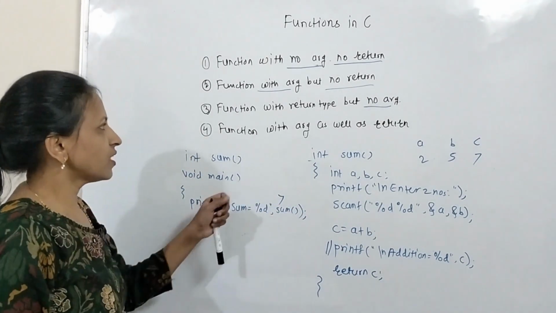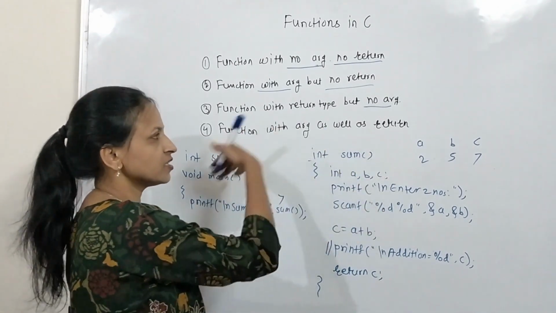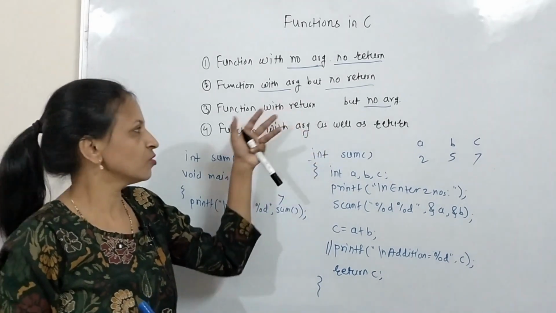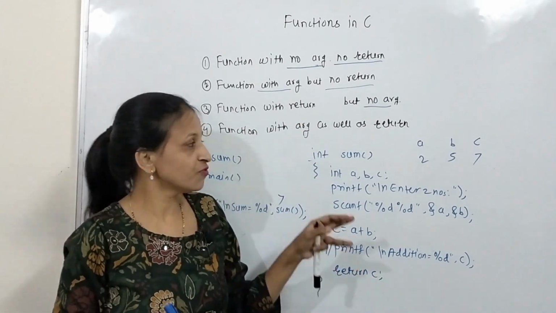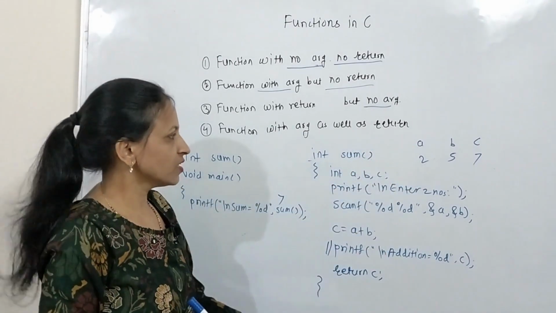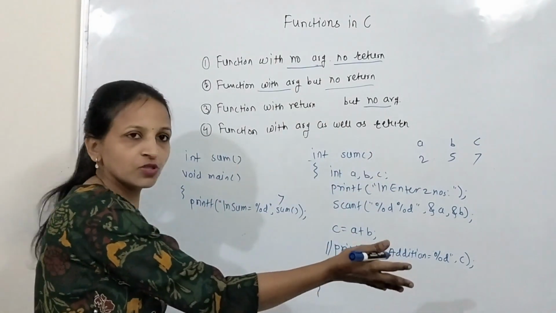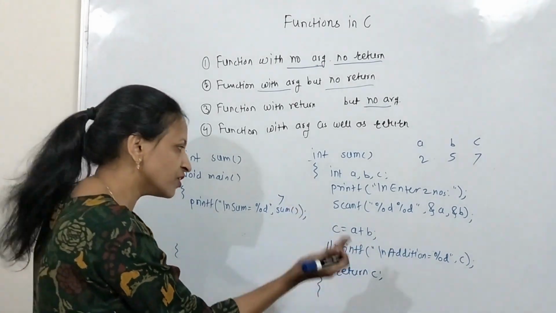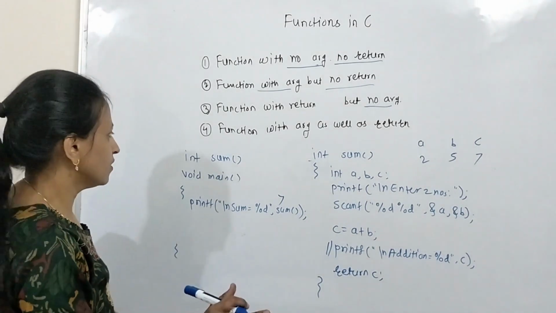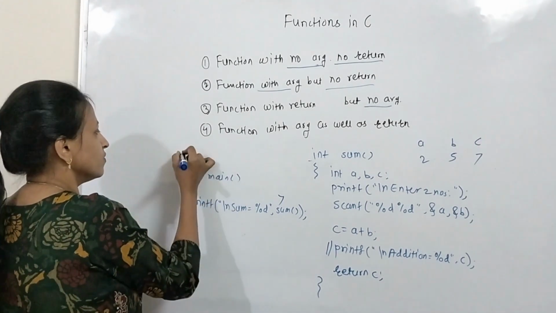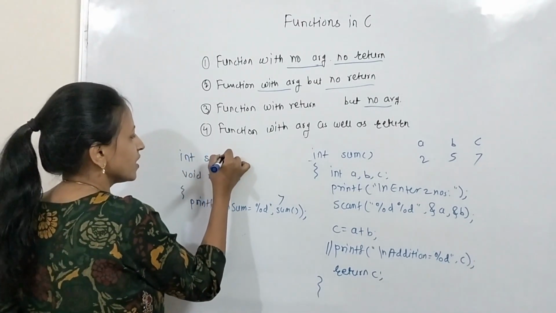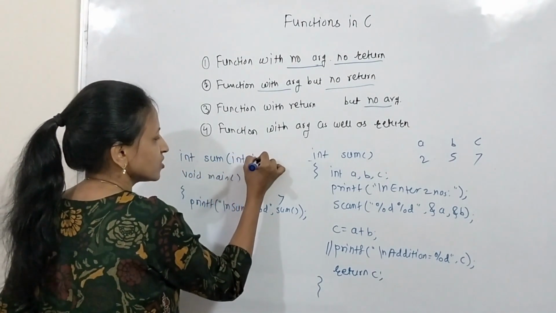This is the third type, that is, function with return but no argument. And the last one is function with argument as well as return. Means we have to pass something to the function, which is compulsory, and the function is returning something outside. Both are there: a return type will be there, the name of the function is sum here, and we have to pass two values to that function.